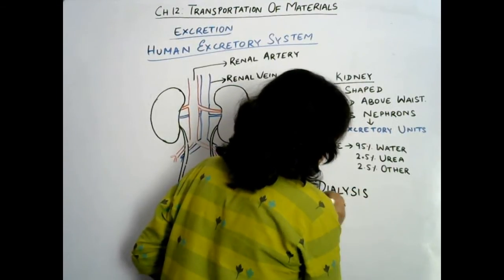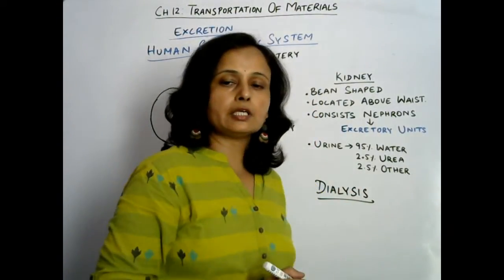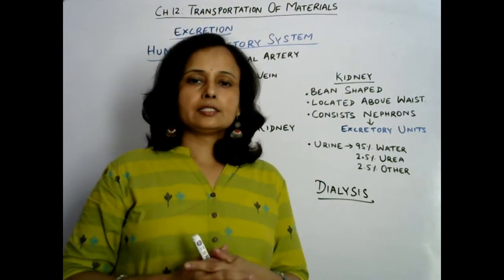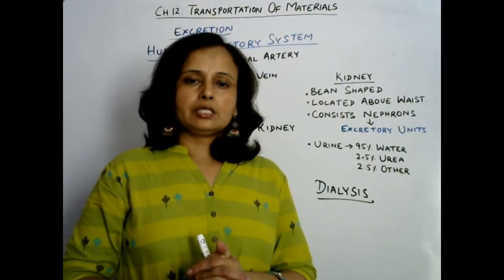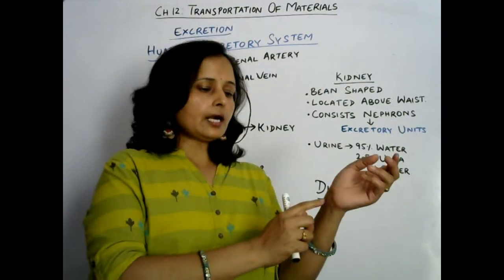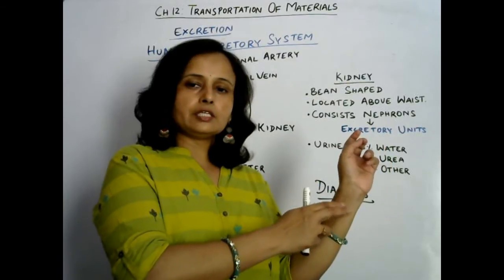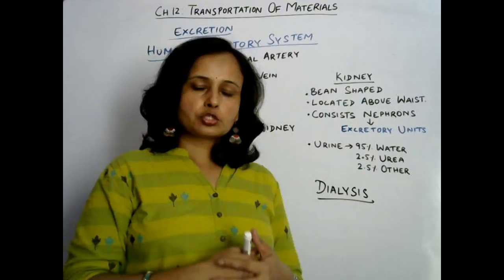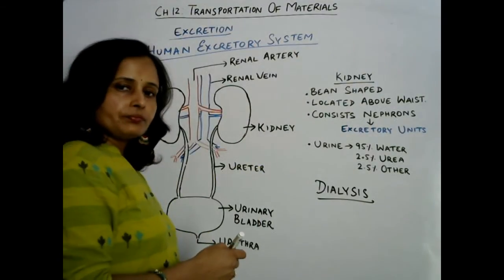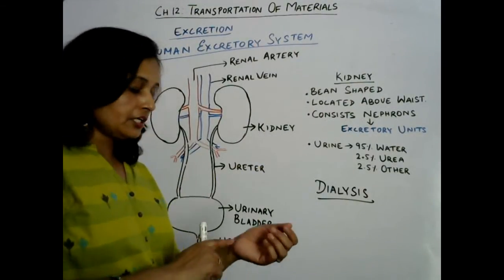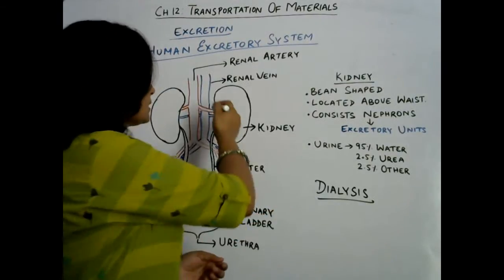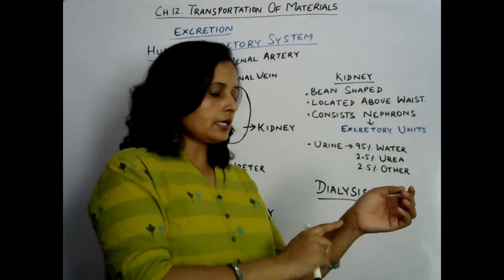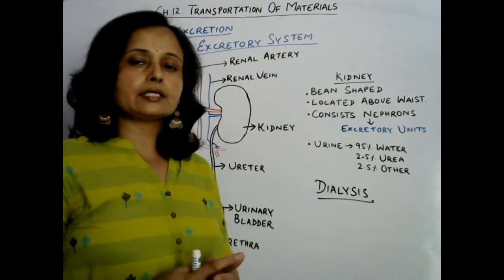Through dialysis, the waste materials are removed from the body, and there is a dialysis machine. That machine is connected to the arteries and veins which are found on our arms. This is not renal, this is radial. Renal is the one which actually connects our kidney, and these arteries and veins are called the radial artery and vein.